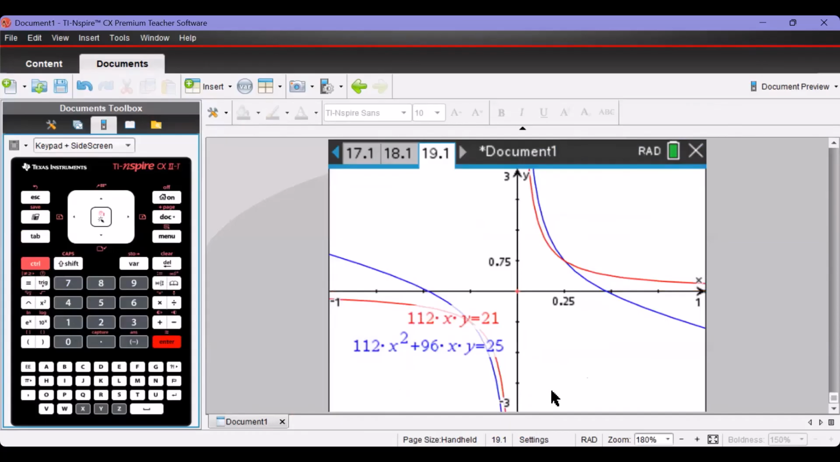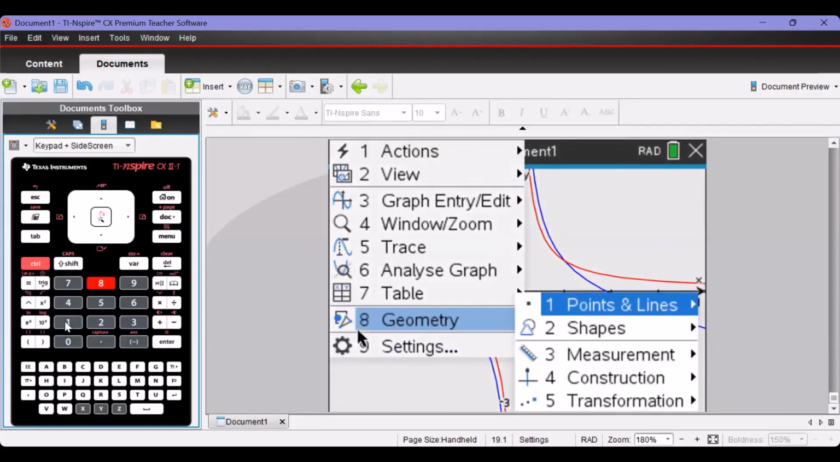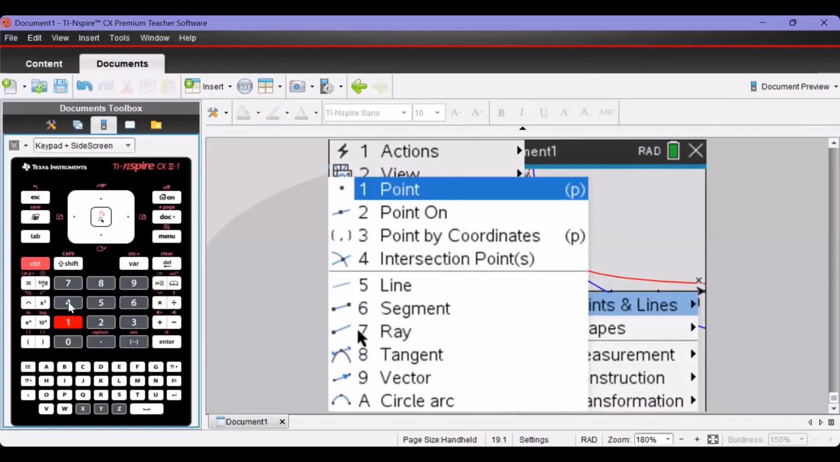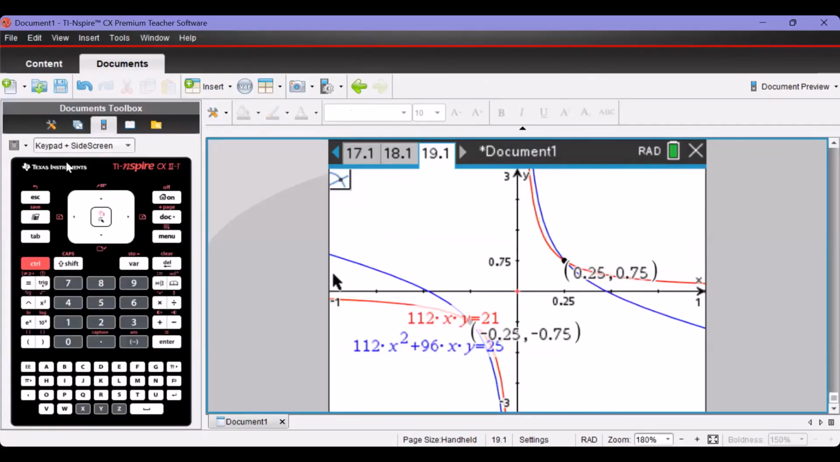And what we're interested in is the point of intersection in this first quadrant where X and Y are both positive. So all we need to do now is press menu, 8 for geometry, 1 or enter for points and lines, 4 for intersection points. Click on the first graph, click on the second graph, press escape, and our point of intersection there is 0.25, 0.75. So therefore, X is equal to 0.25 and Y is equal to 0.75.